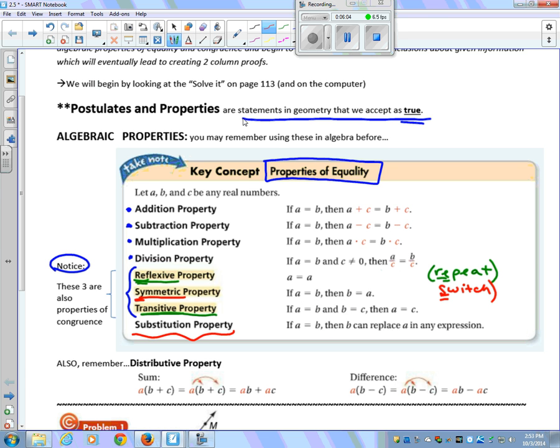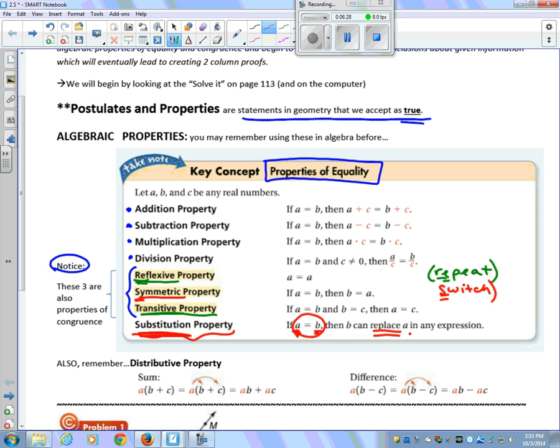Substitution, we've touched upon this before. It just says that if two things are exactly equal to each other, then wherever one of them occurs, you could replace it with the other one. If A is equal to B, then wherever you have a B in any equation, you could replace it with A because they are exactly equal to each other.